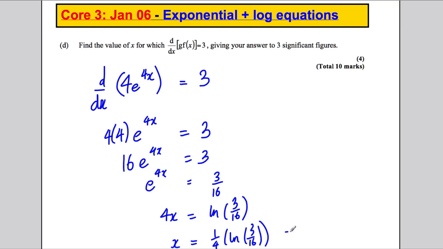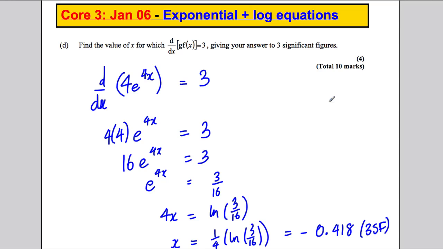And you're done. If you type that into your calculator and round to 3 significant figures, you would get negative 0.148 to 3 SF, and you were finished.